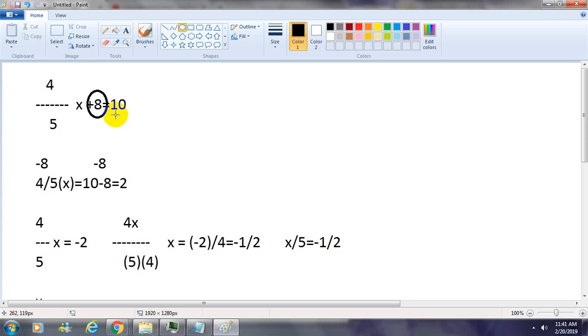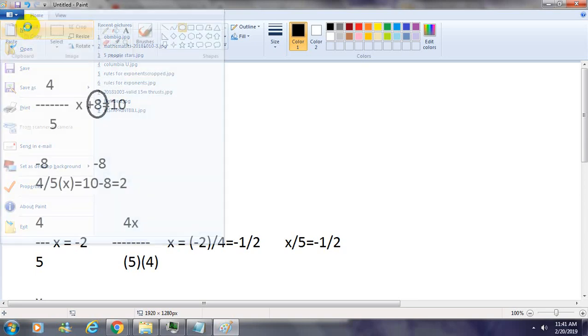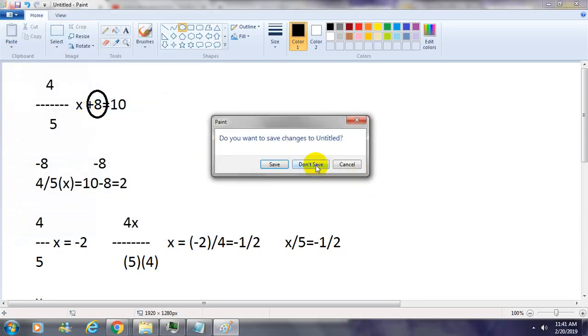So basically, if you have this x bothered by a plus or a minus, you do the inverse. And then if you have it multiplied, you do the inverse. And we'll just go over one more really quick time this whole thing about inverse.